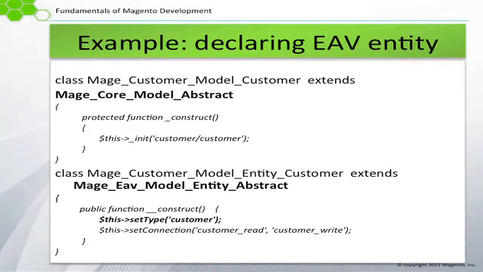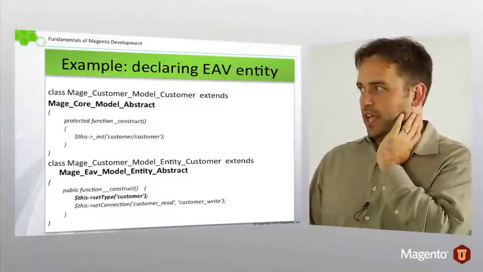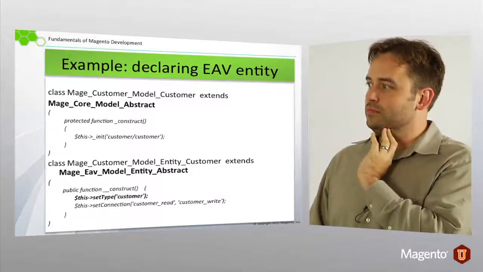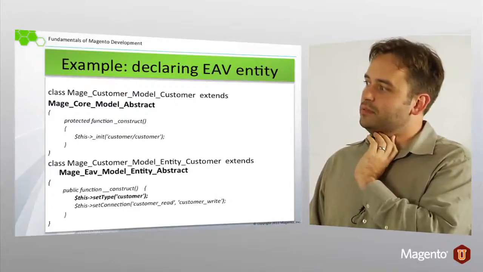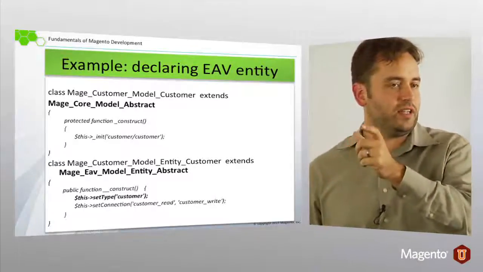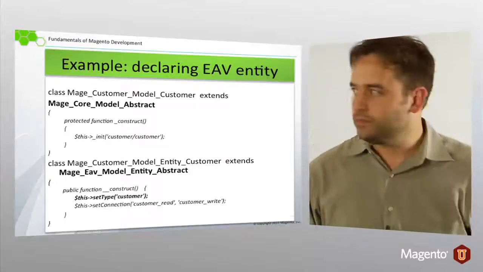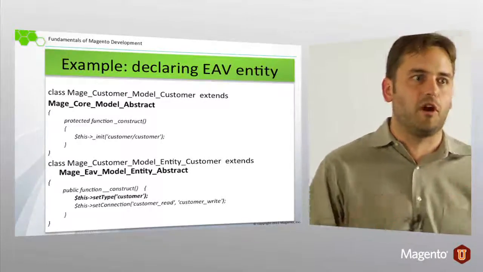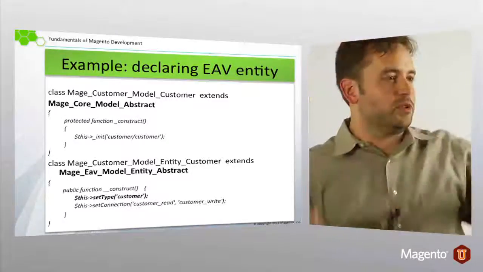Okay, so EAV entities, just like we were doing earlier with our flat, regular, plain old vanilla models, we have our entity model extending core model abstract. And again, we call init and specify our resource model. Now, inside our resource model, we have to set up our entity type. And this will actually connect with the type that's defined in the EAV entity type table. This is just an additional step that's necessary for that meta connection between entities and attributes.